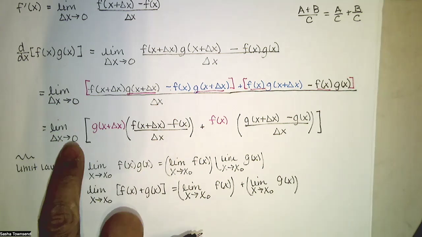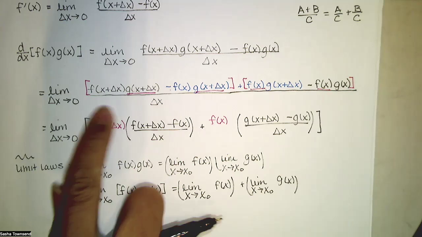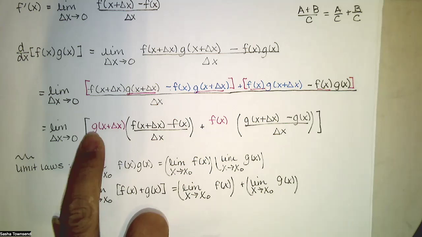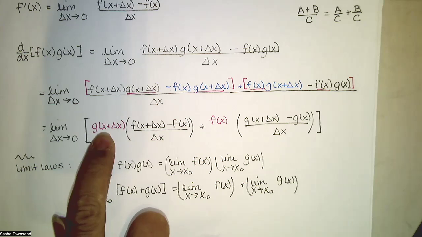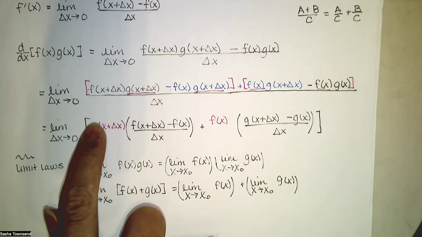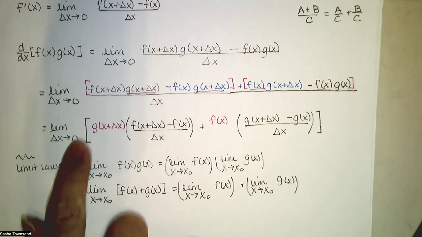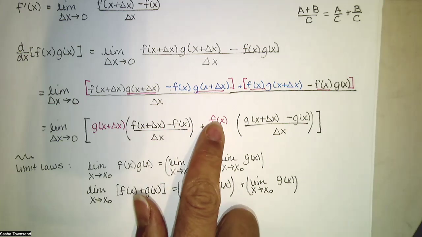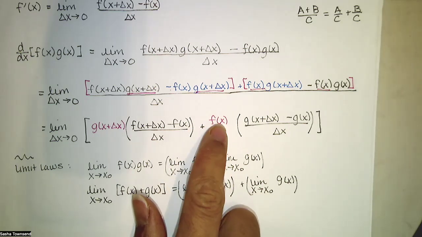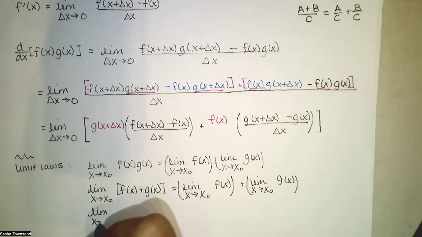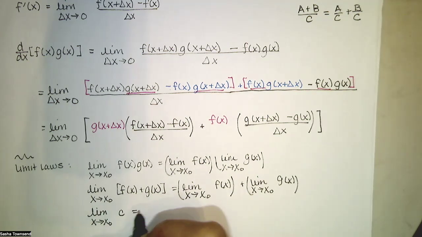I've got the limit as delta x approaches 0 of this. This expression is just going to approach g of x because delta x goes to 0, and I have g of x in that case. g of x plus 0 is going to be g of x. So that's going to go to 0. Then if I take the limit as delta x approaches 0 of this, I get f prime. And then the limit as delta x approaches 0 of this is just the function itself, because the limit of a constant is the constant.